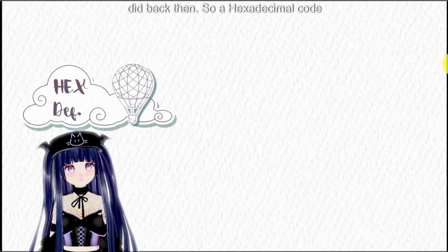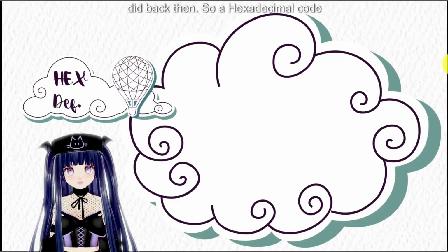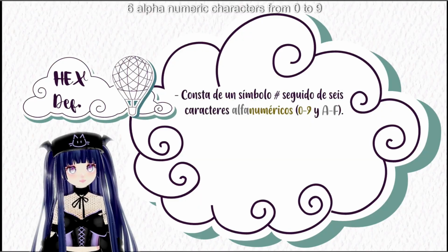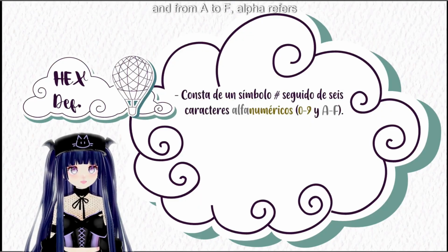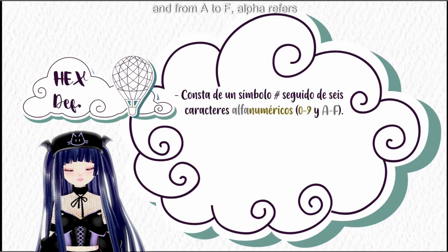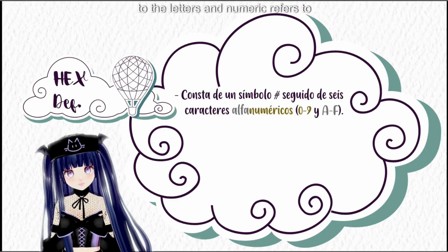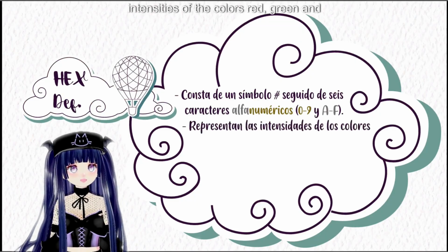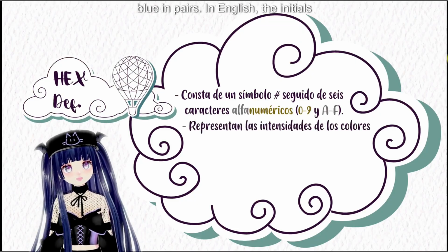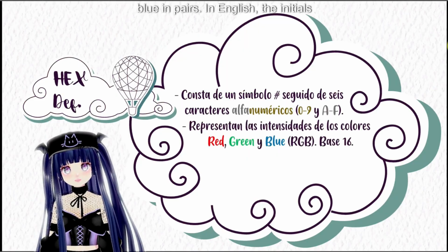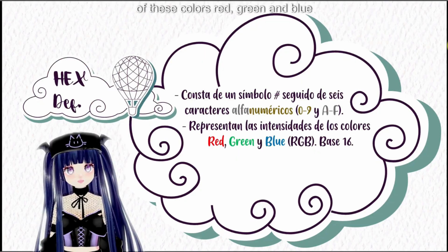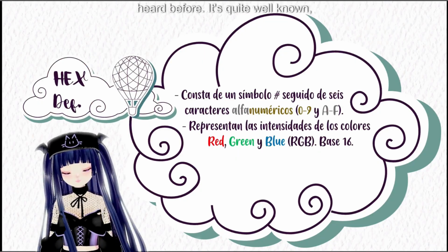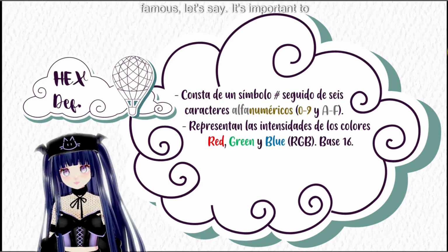So, a hexadecimal code, or HEX, consists of a number sign followed by 6 alphanumeric characters, from 0 to 9 and from A to F. Alpha refers to the letters and numeric refers to the numbers. These represent the intensities of the colors red, green, and blue in pairs. In English, the initials of these colors form the acronym RGB, which you probably heard before. It's quite well known, famous, let's say.